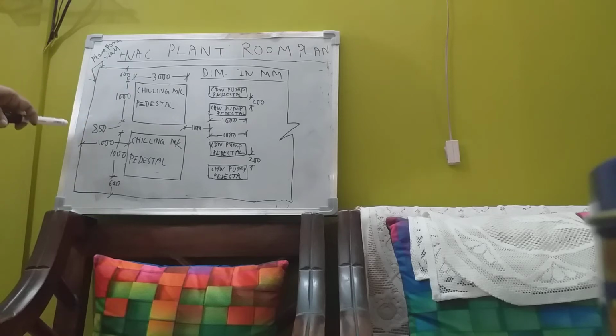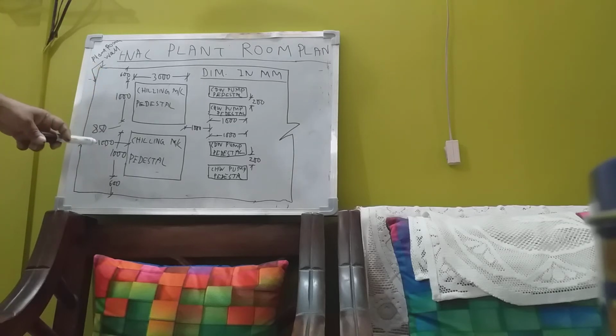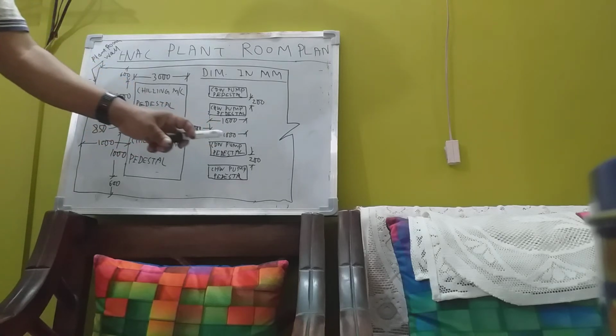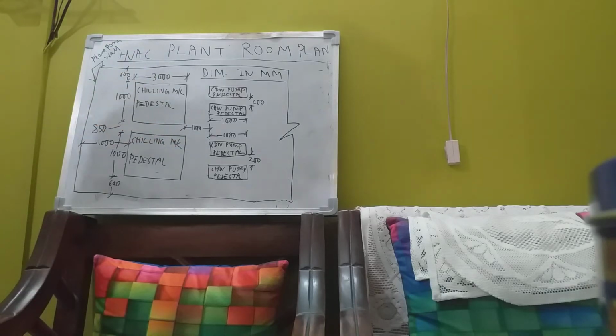The plant room wall has a 1000 mm gap with the chilling machine pedestal, so that a person can easily move around and take care of the valves. Valves will be coming here, and here as well. The distance between the chilling machine and the pump is around 1000 mm.